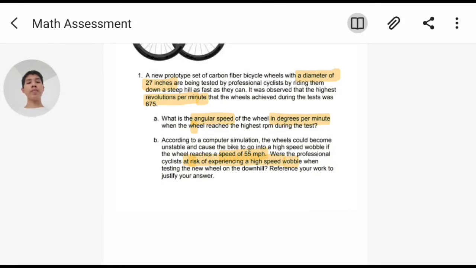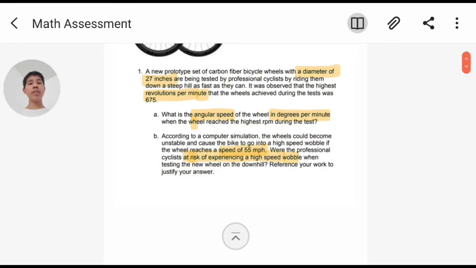Continuing with test question B: according to the computer simulation, the wheels could become unstable and cause the bike to go into a high-speed wobble if the wheel reaches a speed of 55 miles per hour. Were the professional cyclists at risk of experiencing a high-speed wobble when testing the new wheel on the downhill? Reference your work to justify your answer.